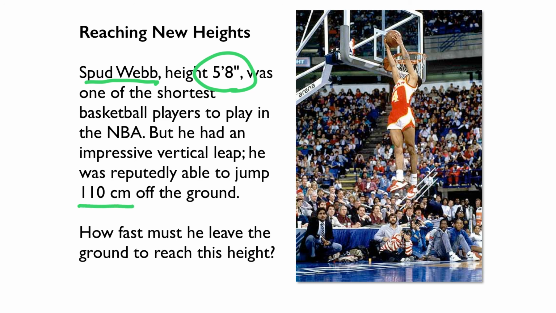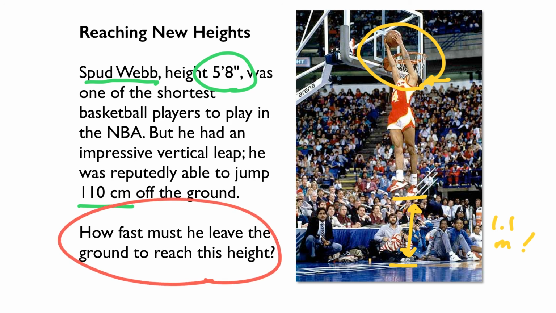Now check this out. Here is Spud Webb in a slam dunk competition. His hands and the ball are well above the rim. I can't even touch the bottom of the net, which is kind of crazy. So he could just jump like nobody's business. Look at how far his feet are off the ground. That's a 110 centimeter vertical leap, or putting that in meters, a 1.1 meter vertical leap. Crazy. And the question is, to achieve this feat, how fast must he leave the ground?